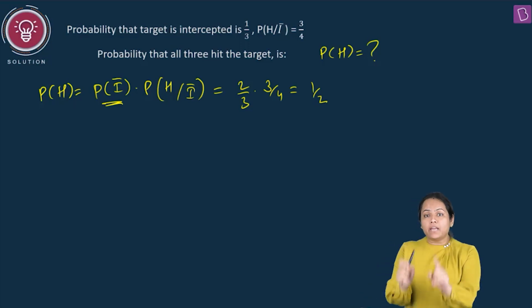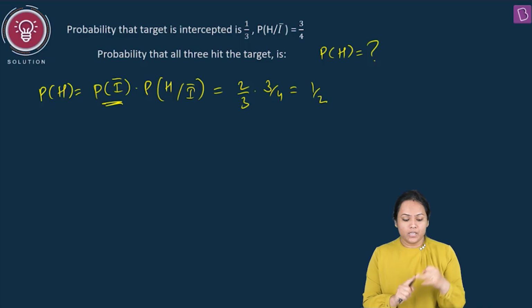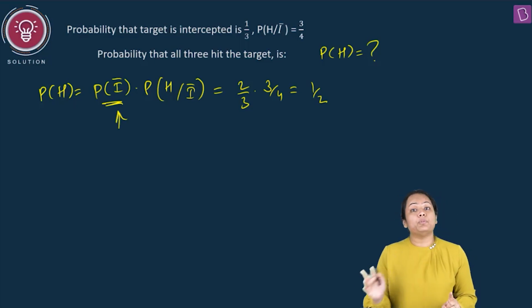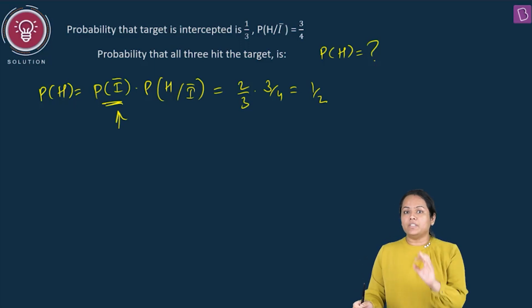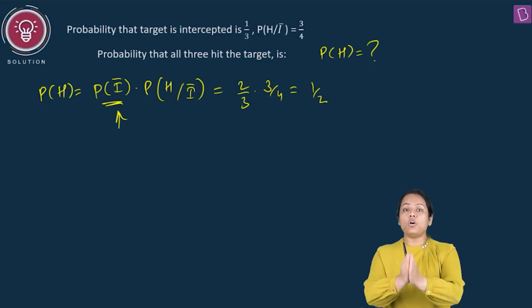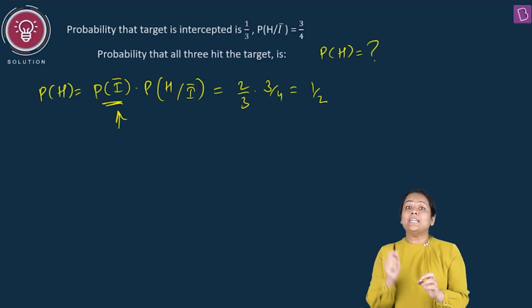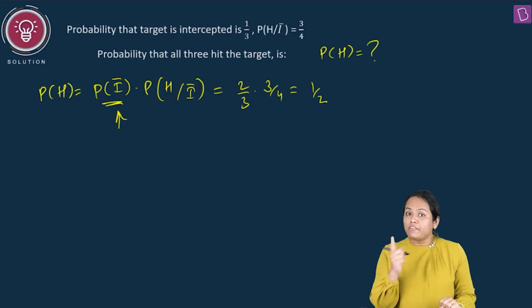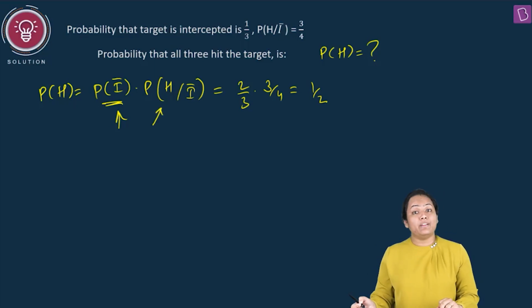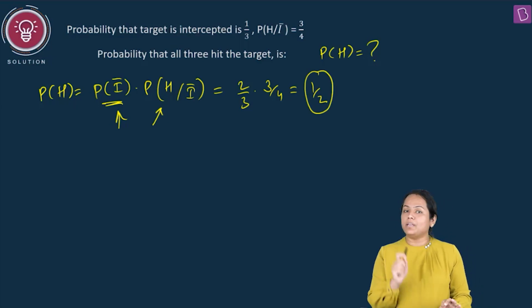Have you understood? If the missile has to hit the target, it has to be not intercepted. So I have to multiply first by that probability. I have to write down that probability multiplied by, if the missile is not intercepted, it's going or focusing directly towards the target without any obstruction. The probability of it hitting the target is also given to me as 3 by 4. So I have to multiply further by 3 by 4. So when I do that, my probability of hitting one time is half.